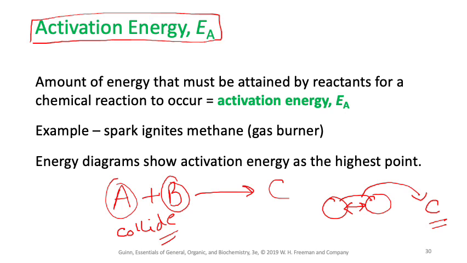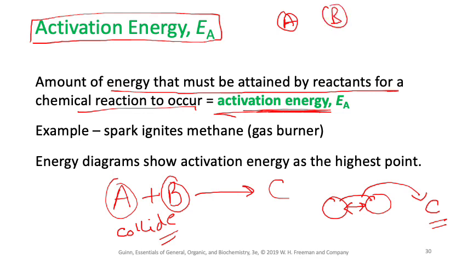So this minimum amount of energy that must be attained by the reactant molecules for a chemical reaction to occur, we call activation energy, right? So for example, one more time, let's say you have two atoms A and B, and they are moving, right? And then if they collide with each other, after collision, what's going to happen? Some energy is going to be released, let's say 3 joules. But for the chemical reaction to happen, we need at least 5 joules of energy.